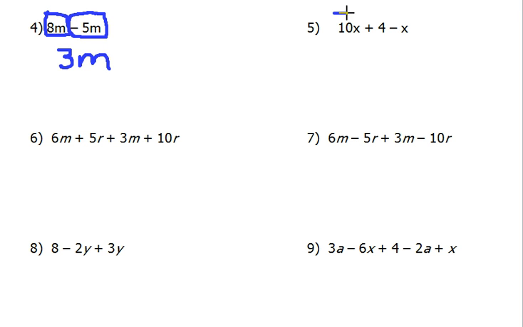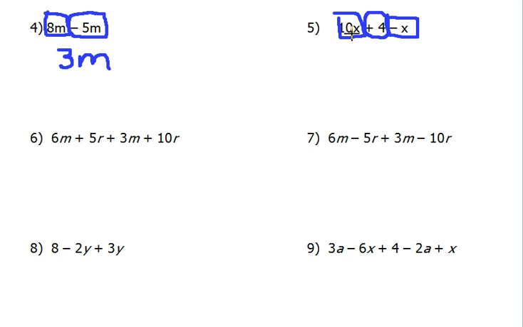The next example, again, I'm going to identify like terms. I have 10 x's here. I'm looking for other terms with x's. I have a negative x here. Be sure to identify any variables by themselves. These two are like terms because they have the same last name, or the same variable part. Now, the last term is a constant, plain old number. So I'm going to put a circle around it, indicating that it is not like terms with these two.